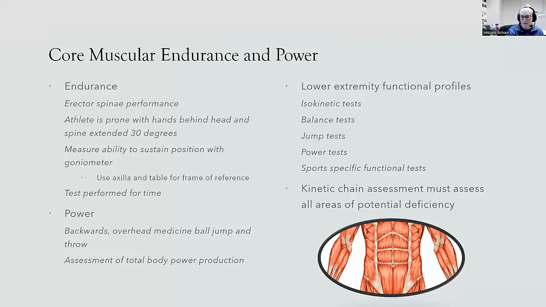For power, we could do backwards overhead medicine ball jumps and throws. This can be an assessment of the total body power production. For lower extremity functioning profiles, we can use isokinetic tests, balance tests, jump tests, power tests, and sport-specific functional tests. The kinetic chain assessment must address all areas of potential deficiency.